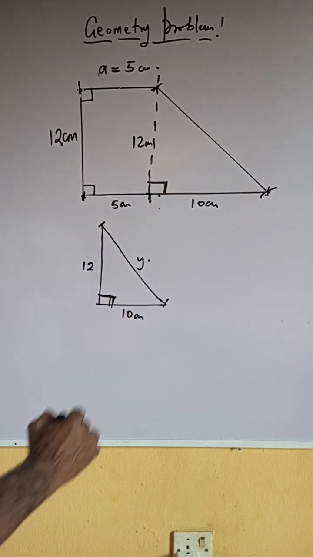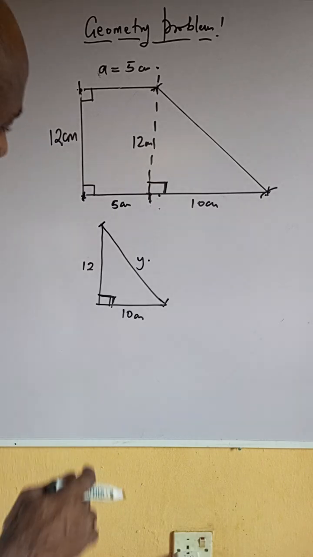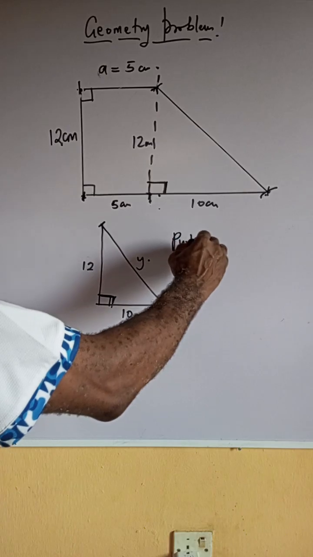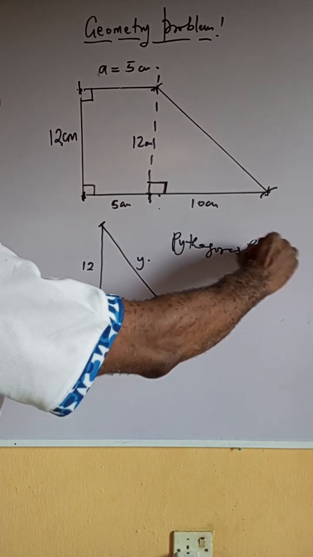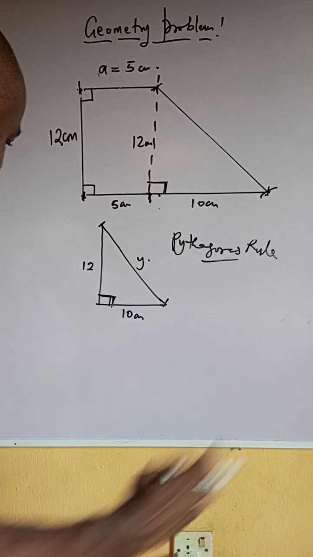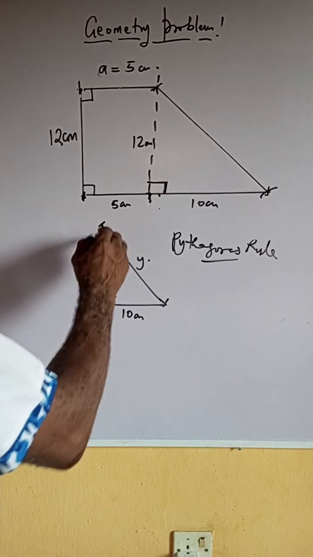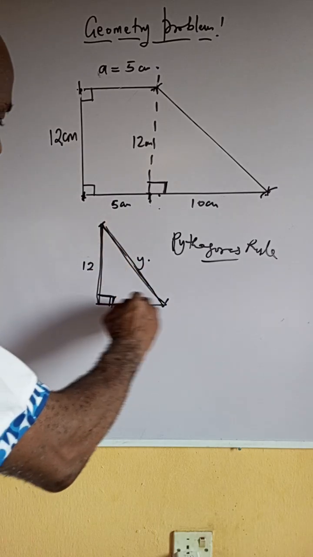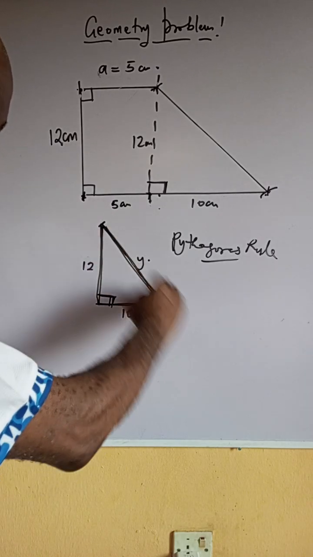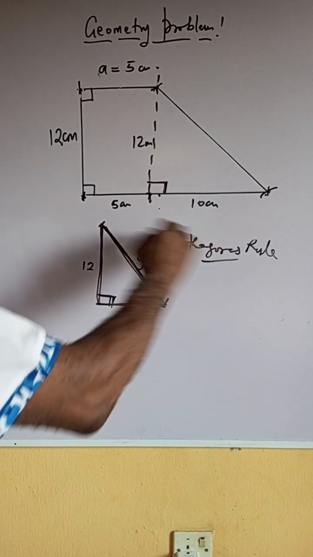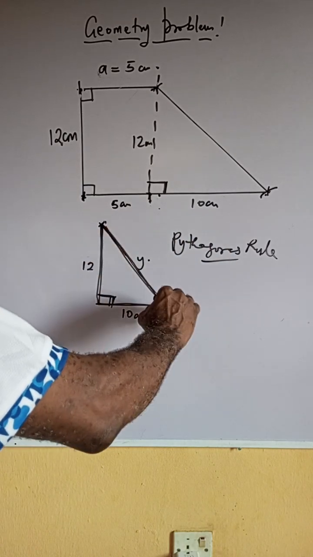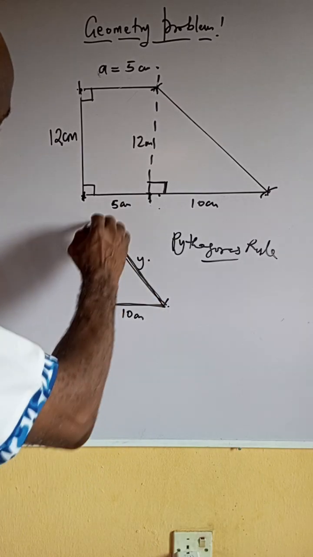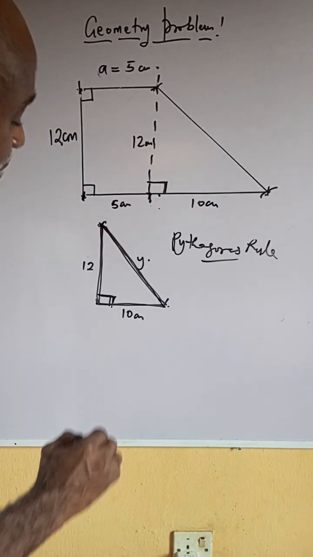We all know that whenever we are dealing with a right angle triangle, one theorem always comes to mind. We call it Pythagoras rule or theorem, a great mathematician. He said that in a right angle triangle, the square on the hypotenuse, this longest side, is equal to the sum of the squares of the other two sides, the opposite and the adjacent, as the case may be.